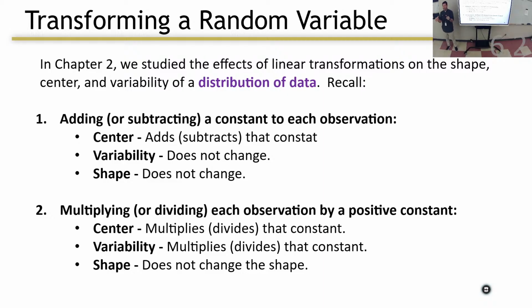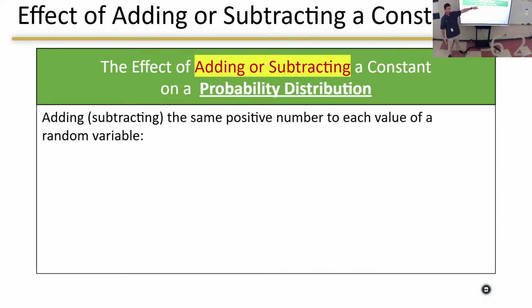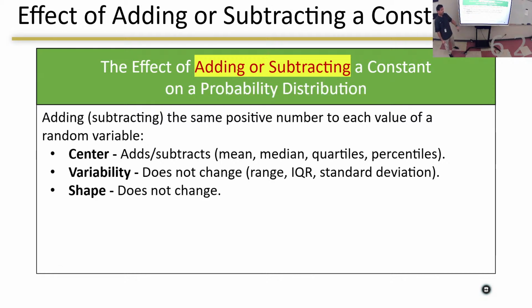The same thing happens. If I'm adding or subtracting, it adds or subtracts to the center, but it only changes the center. It doesn't change the shape. It doesn't change the spread. If I'm multiplying or dividing, it's going to change both the center and the spread. However, it will not change the shape. This is what's going to come up in just a second. So this is probability distributions. Don't write all this down again because it's the exact same thing.